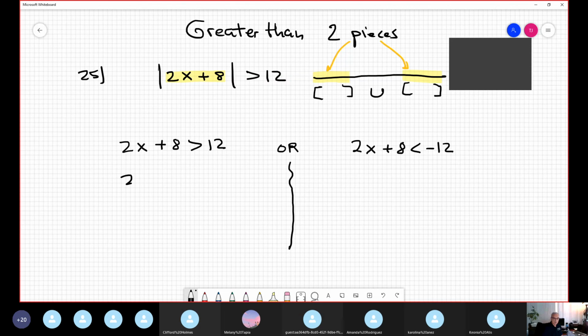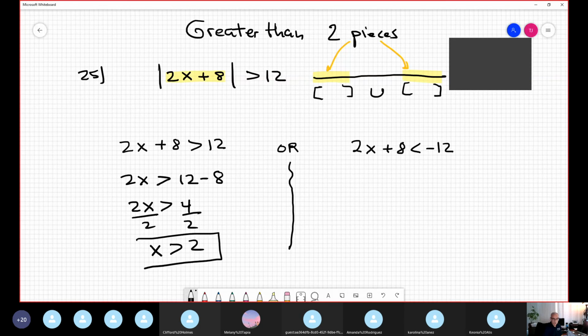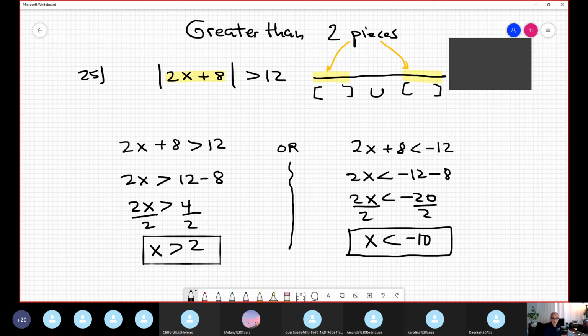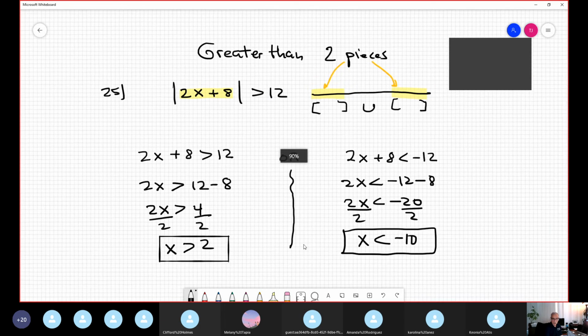Let's do it. 2x greater than 12 minus 8. 2x greater than 4. Divide by 2. No problem. When you divide by a positive number, the inequality sign stays the same. And this is my first piece: x greater than 2. Let's do the second piece. 2x less than minus 12 minus 8. 2x less than minus 20. Divided by 2, the inequality sign stays the same: x less than negative 10. And this is my second piece of information.